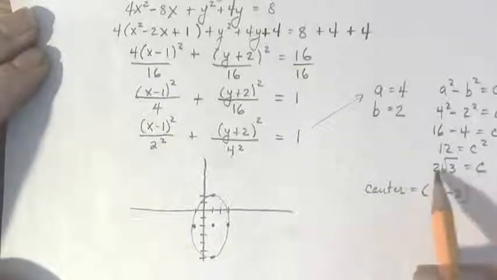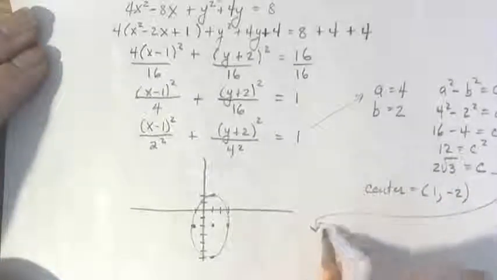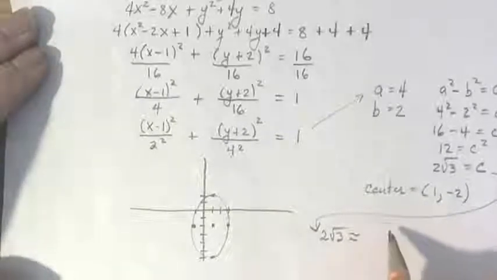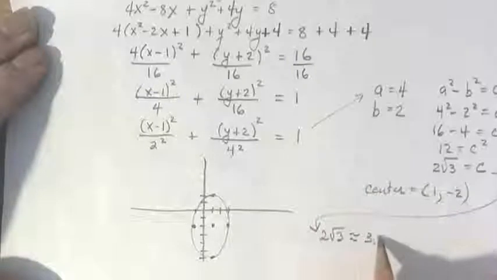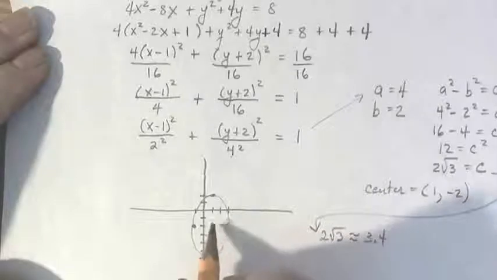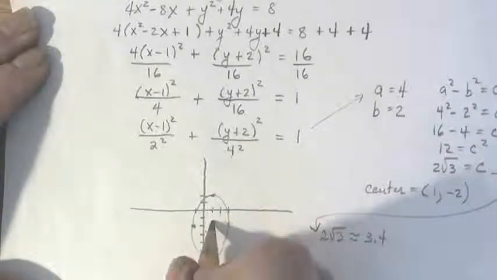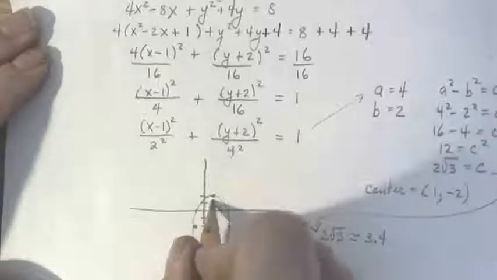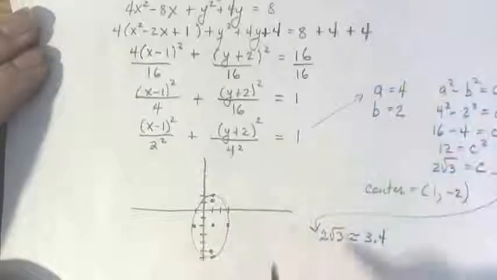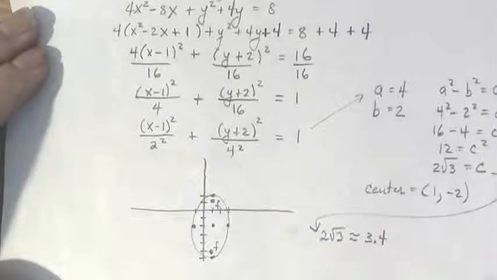Now the C, 2 root 3, well, let's bring this down here. 2 root 3 is approximately equal to 3.4. So we go 3.4, and we go in the same direction as the A. So 1, 2, 3.4. 1, 2, 3.4. So there's a focus, there's a focus.